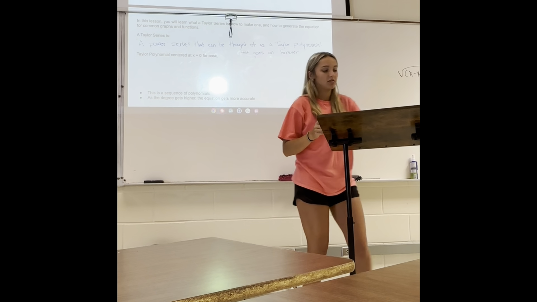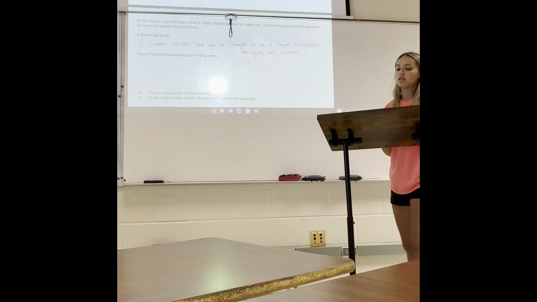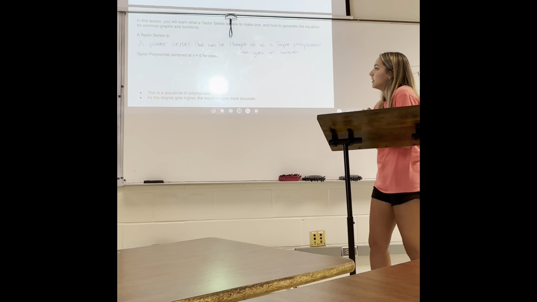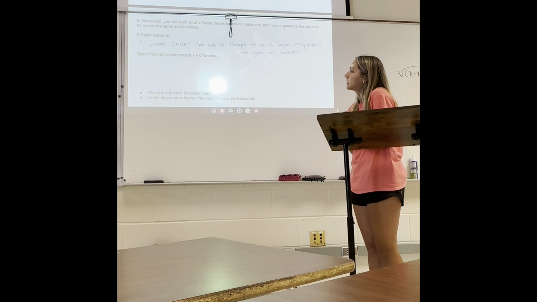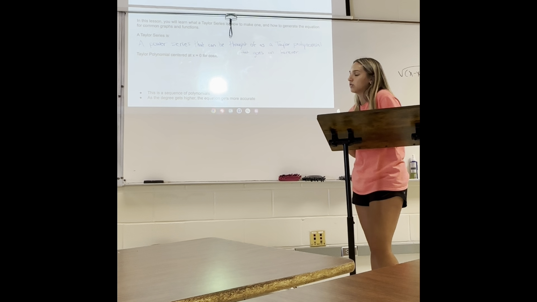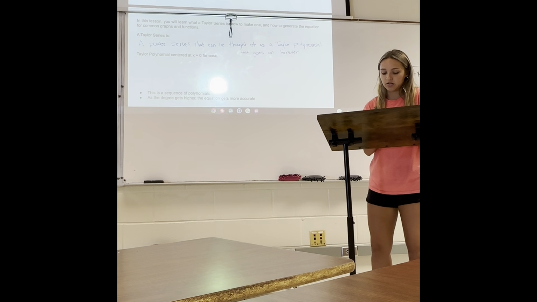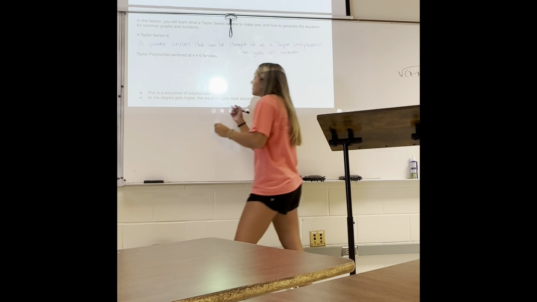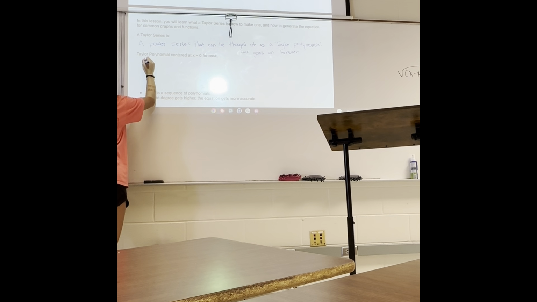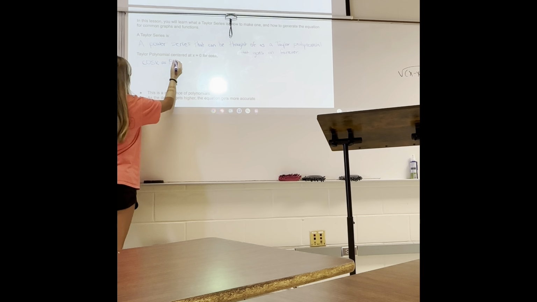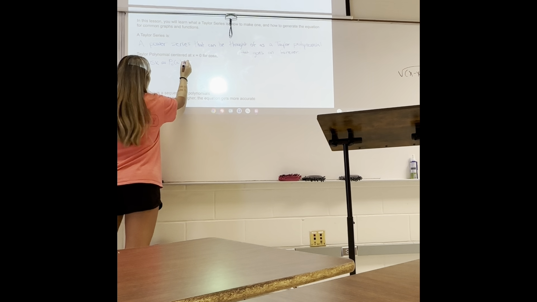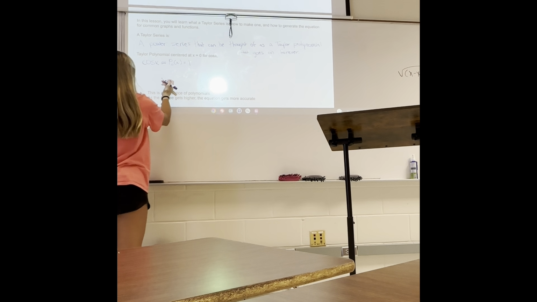Simply defining the Taylor series as a power series that can be thought of as a Taylor polynomial that goes on forever. And then the Taylor polynomial centered at x equals 0 for cosine of x would be seen as this, which would equal 1.